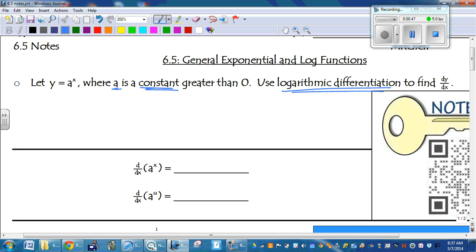Logarithmic differentiation, we're going to take the natural log of both sides. And the reason for that is to be able to get that exponent out in front. With properties of logs, we can take that x and bring it out in front of the natural log. So we get natural log of y equals x times natural log of a. Once we've done that, we can do the derivative of both sides.